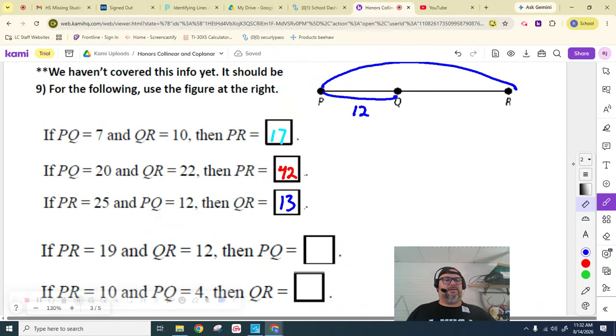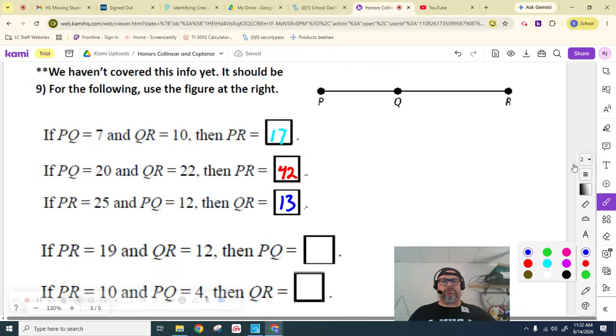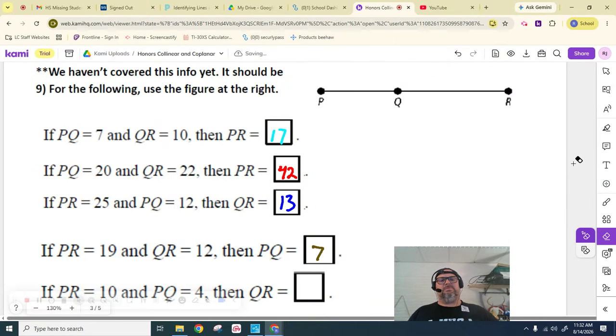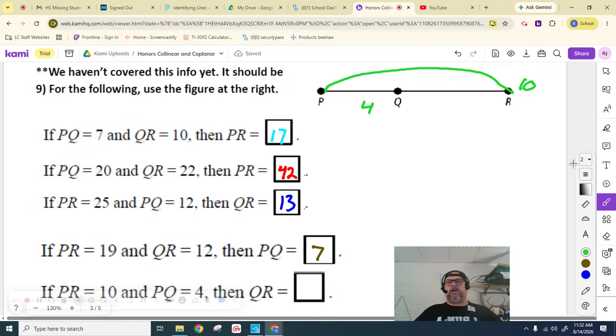All right. So, different color. This work. If this whole thing is 19 and this right here is 12, 7. Okay. It's kind of like, if there's 19 students on a field trip and 7 mysteriously disappear. Yep. All right. So, if this whole thing is 10, and this little thing right here is 4.